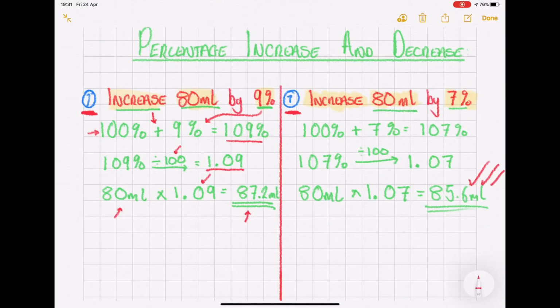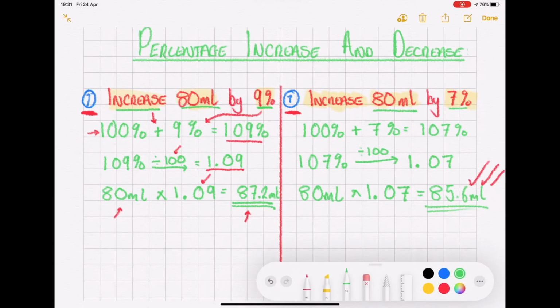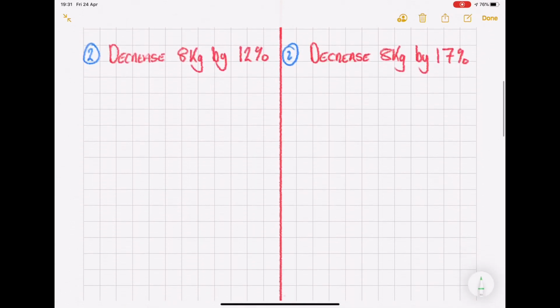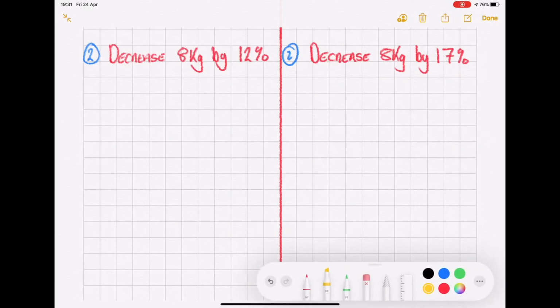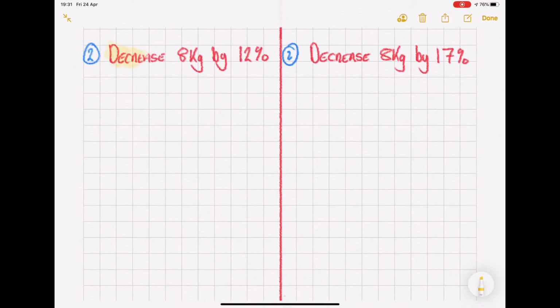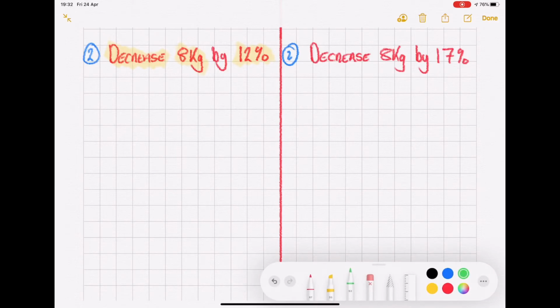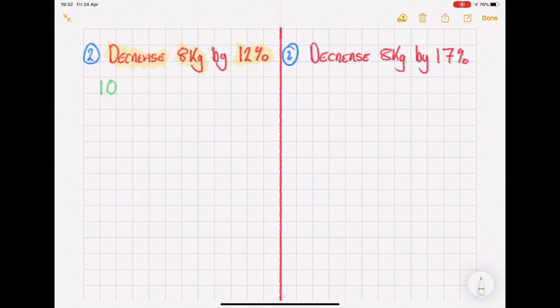Okay, fantastic. Righty, right. Let's look at another example. So question 2, decrease 8 kilograms by 12%. Okay, so this one's different because instead of increasing, we're decreasing. But apart from that, everything else is pretty similar. So I'm going to start off exactly the same way. I'm going to start off with 100%.